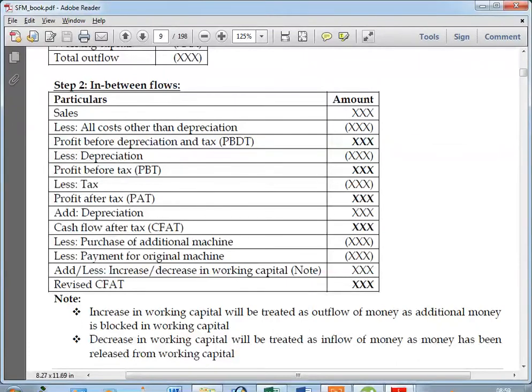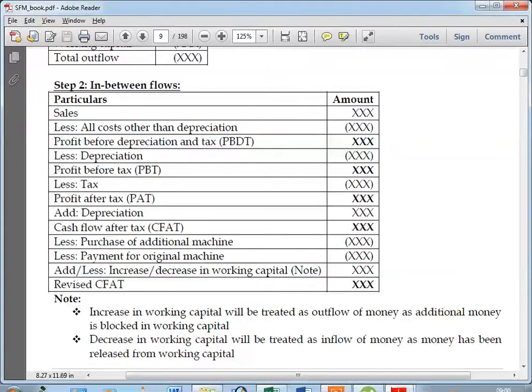When I say flexible, certain problems you will start with sales. Some problem you will start only with PBDT because the information given in the question is only PBDT. Some problem you may start even with PBT. Some problem with PAT, some problem CFAT could be directly given. So there are 5 things which are there. The format can start with sales. The format can start with PBDT.